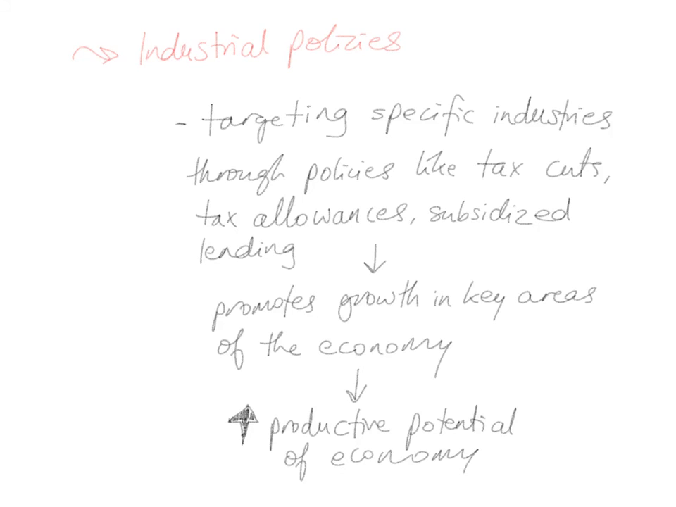The last type of interventionist supply-side policies is industrial policies. These are policies that target specific industries through things like tax cuts, tax allowances, and subsidized lending. Industrial policies will promote growth in the key areas of the economy, and thus will increase the productive potential of the economy in the long run. Now remember, all of these interventionist supply-side policies will increase aggregate demand in the short run, and then they will increase long-run aggregate supply in the long run.